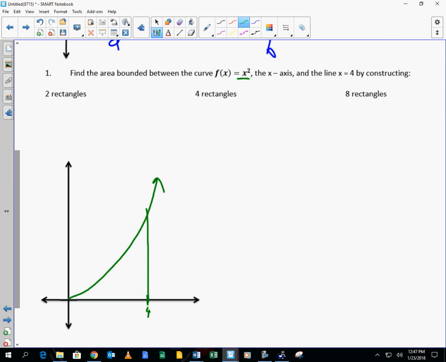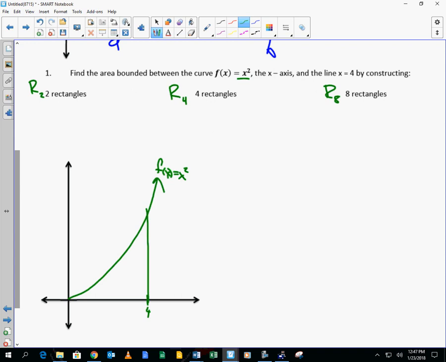Now, I already introduced to you guys right-hand sum, left-hand sum, and trapezoidal sum, correct? We're really not going to think about that too much for a couple more days. Right now, I just want you to focus on this. We're going to say everything is right hand. So right hand 2, right hand 4, and right hand 8 rectangles. This is f of x is equal to x squared.